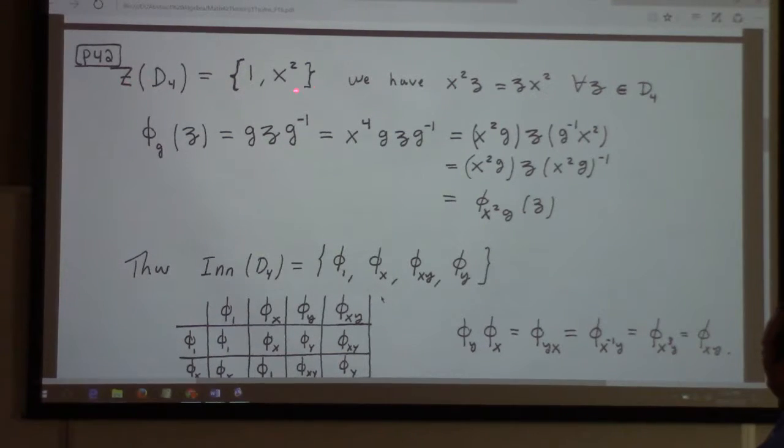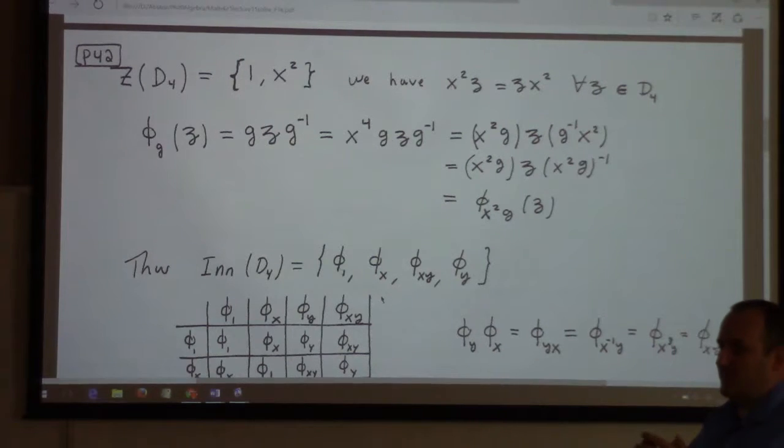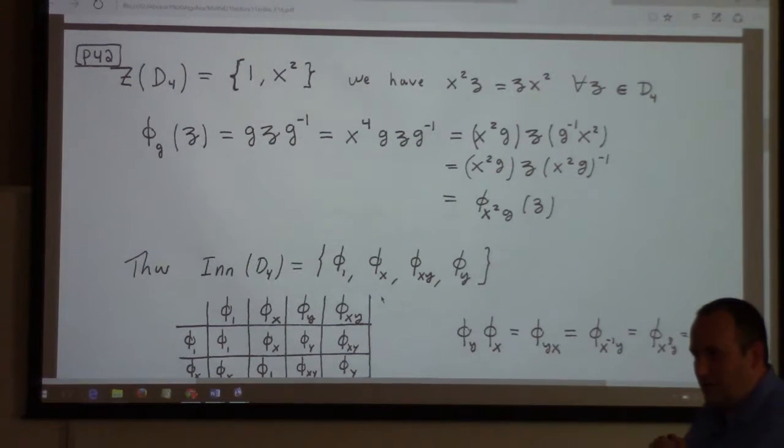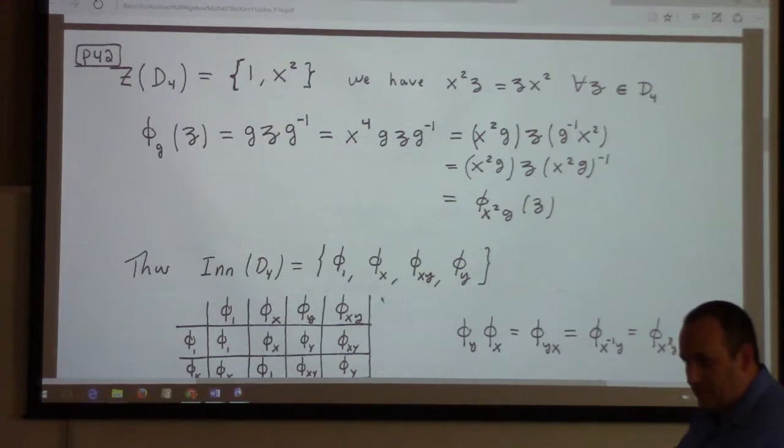So the center, or Z-center, of D4 is 1 and x squared. I stand by that pun. Which means that x squared z is equal to z x squared for all z, right? When you're calculating the inner automorphisms of something, to determine the unique ones, if you know what the center is of the group, it guides your calculation. We were not paying enough attention to that when we talked about this previously.